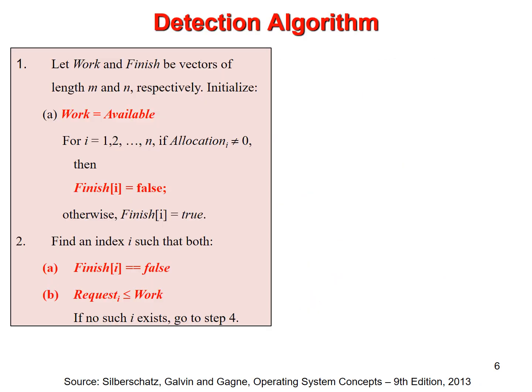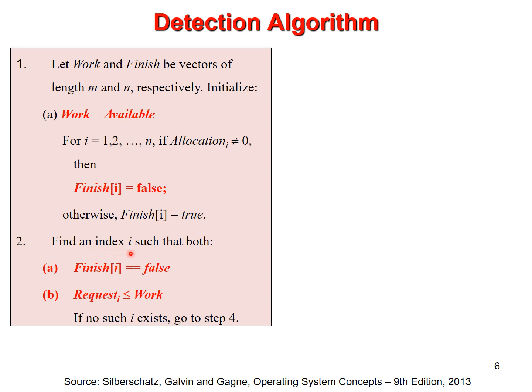The detection algorithm. Let Work and Finish be vectors of length m and n respectively. We need to initialize Work equal to Available. For the various values of i, 1 to n, if Allocation of i is not equal to 0, then Finish[i] is equal to false. Otherwise, Finish[i] is equal to true. The idea is if the process has completed, obviously it must have returned the resources allocated. So we check the allocation; if it is not equal to 0, then Finish[i] is false.